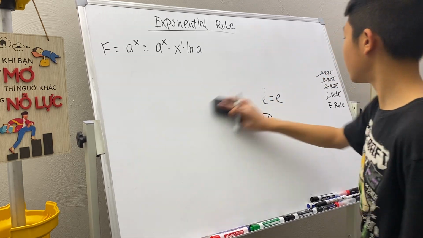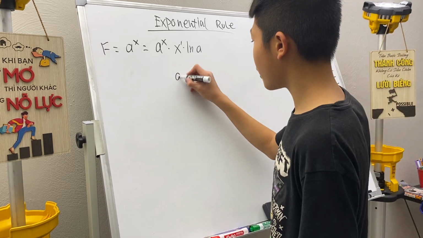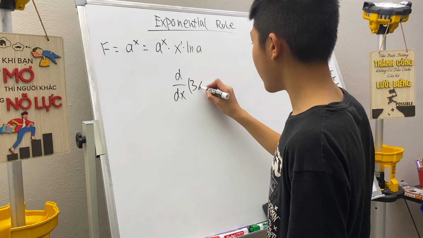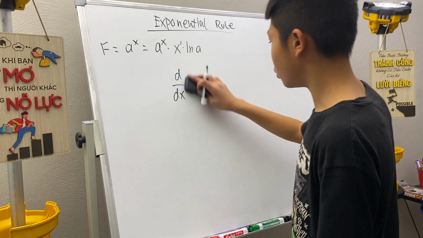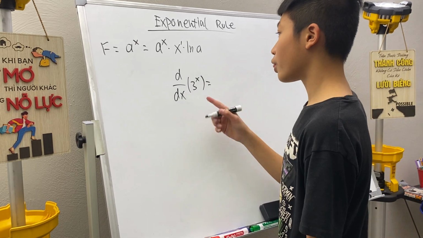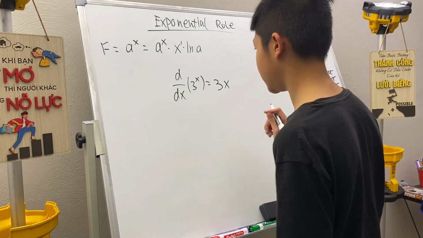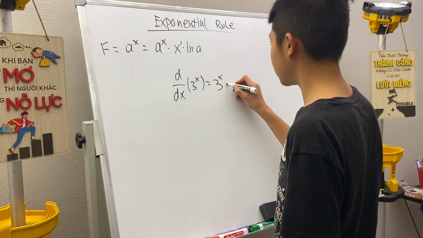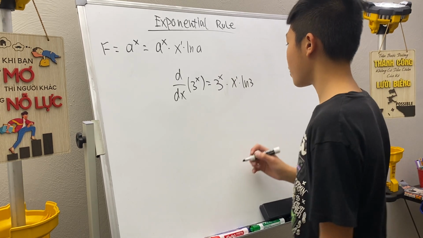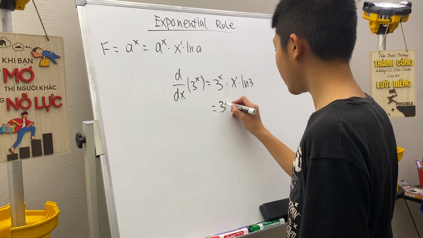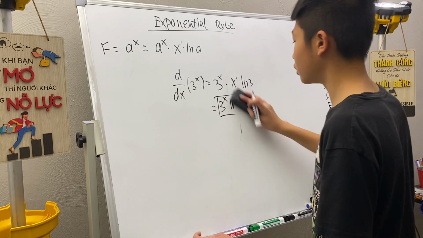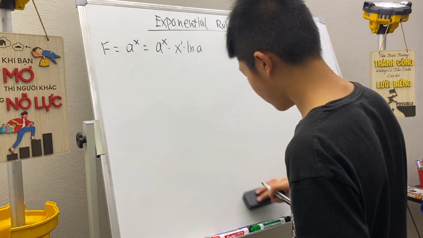Okay. What's the derivative of 3 to the x? I want it easy first. Let's say 3 to the x is equal to 3 to the x times the x derivative times natural log of 3. This is 1, so you get 3 to the x times natural log of 3. Done.